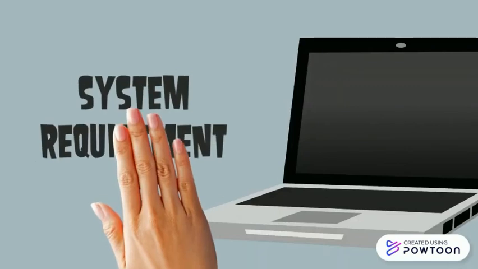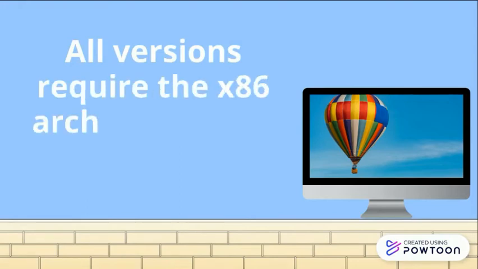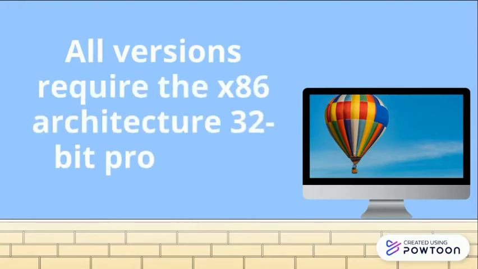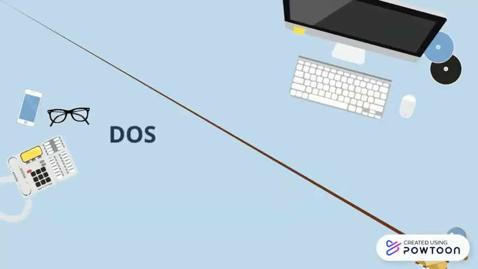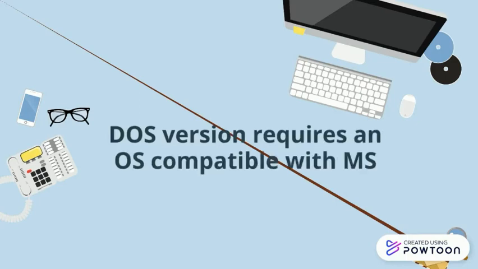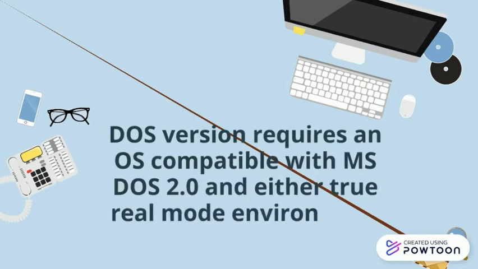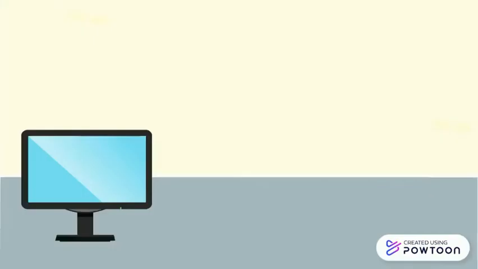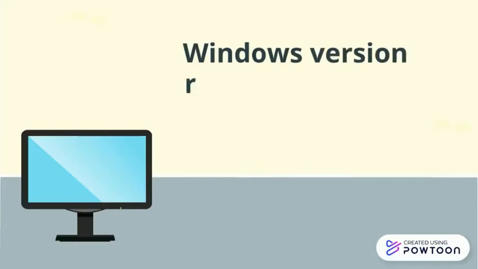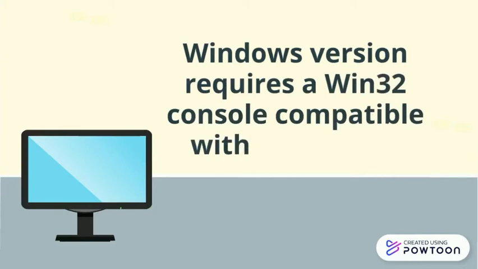System requirement for Flat Assembler. All versions require the x86 architecture 32-bit processor. DOS version requires an OS compatible with MS-DOS 2.0 and either true real mode environment or DPMI. Windows version requires a Win32 console compatible with version 3.1.